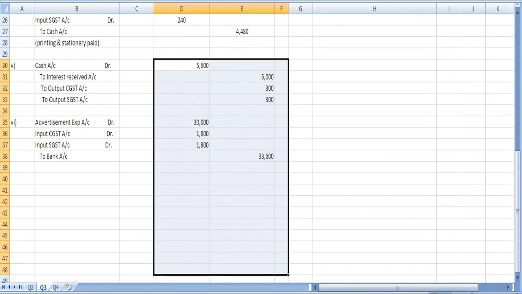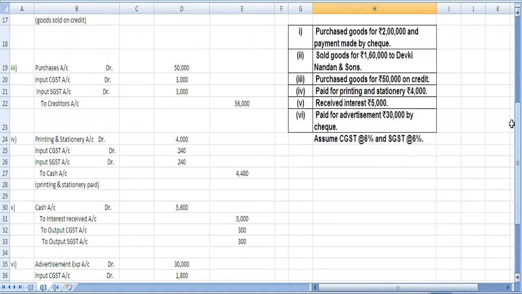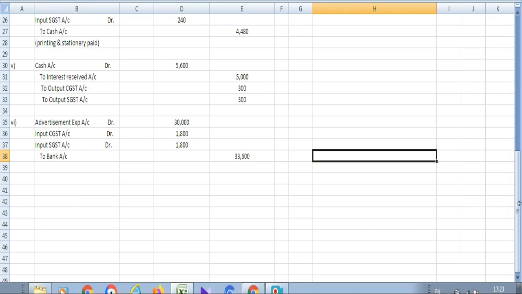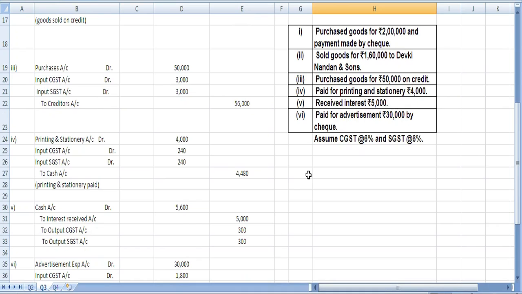Okay, so we are done with the last one. Now here in this question we will do the calculation once again, like how we did for question number 2.